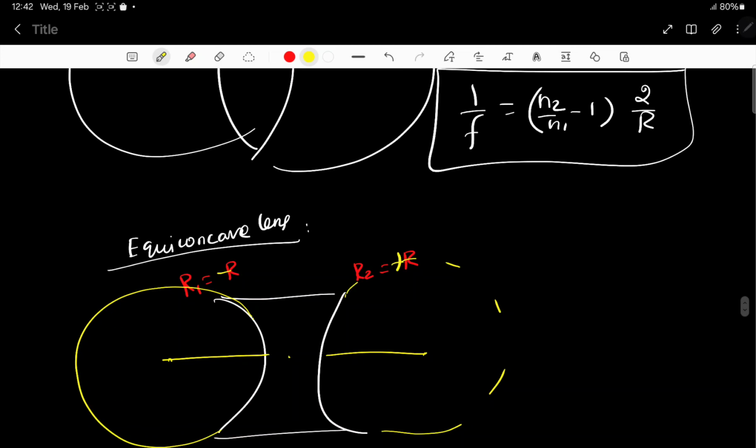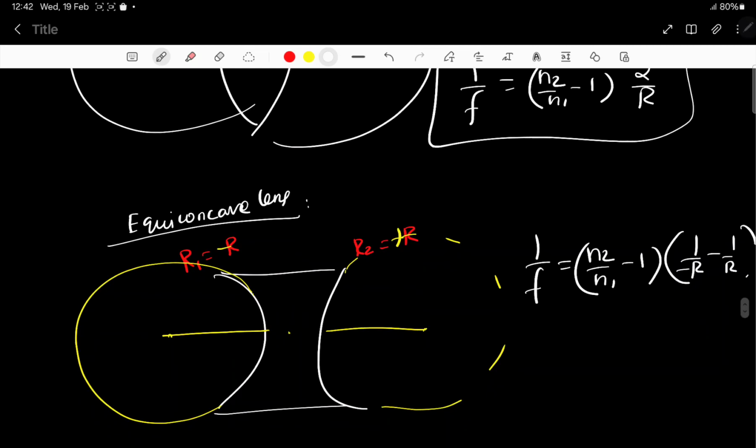So if you use this R1 and R2 in that Lensmaker equation, we will have 1 by F equal to (N2 by N1 minus 1) times (1 by R1 minus 1 by R2). R2 is positive, but in front of that R2 we have the negative, so the total quantity is coming out negative. So I will get (N2 by N1 minus 1) times minus 2 by R, which is equal to 1 by F. This is the formula we have for the equiconcave lens.